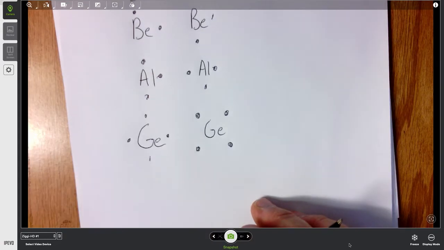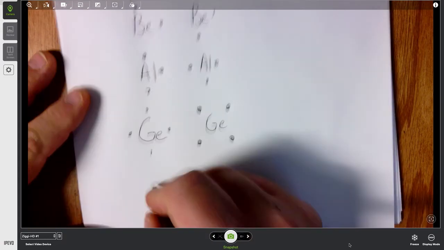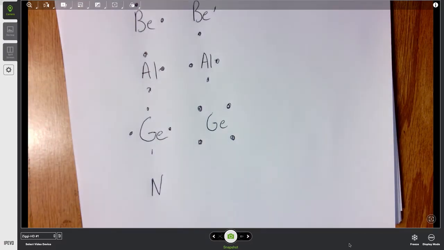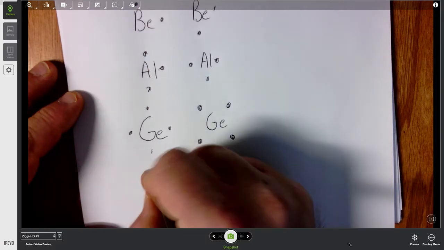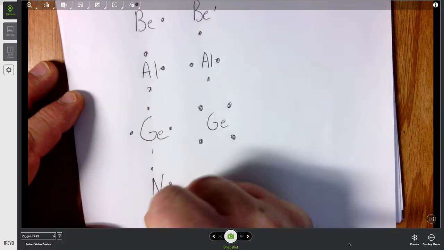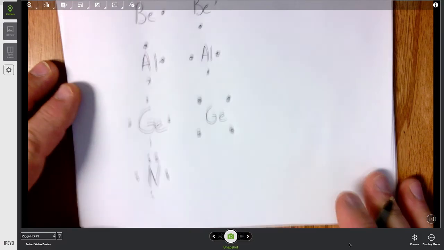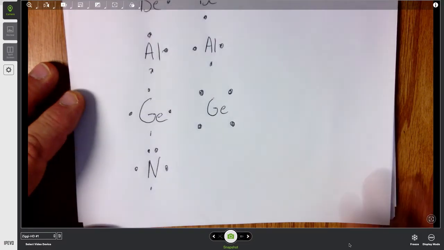Then it gets a little different when we go to, let's look at nitrogen. Nitrogen, what group's that in? 15. How many valence electrons? 5. So 1, 2, 3, 4, 5. Now, what do you notice about nitrogen and something like helium?